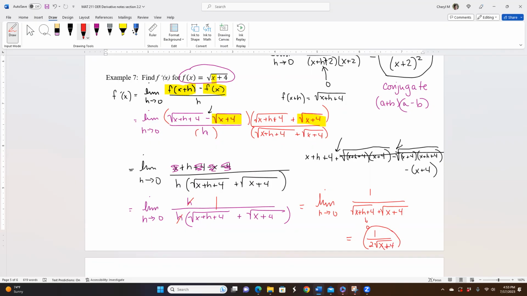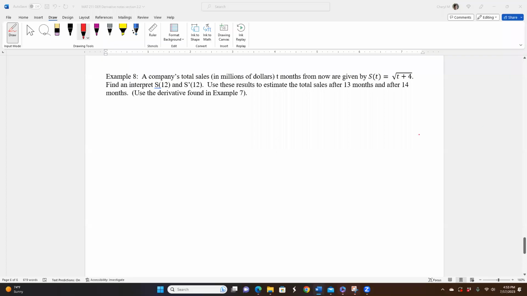Let's look at our final problem, which is a word problem. Problem 8 says a company's total sales in millions of dollars, t months from now, are given by s of t equals the square root of t plus 4. Find and interpret s of 12 and s prime of 12. Use the results to estimate the total sales after 13 months and after 14 months. Use the derivative found in example 7.